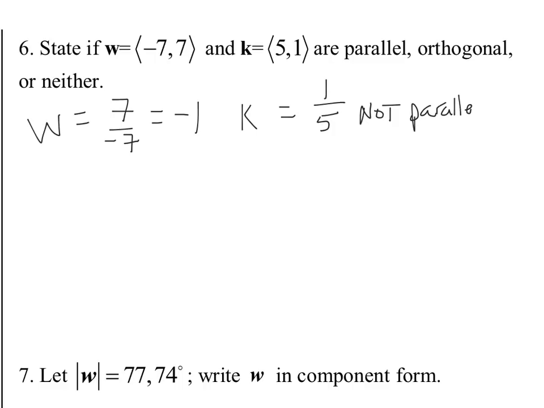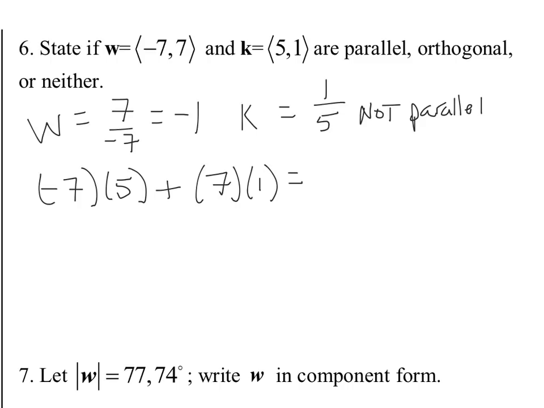And to check to see if something is orthogonal, we do a dot product. So we're going to do a dot product of w and k. So negative 7 times 5 plus 7 times 1. Here we get negative 35 plus 7, and negative 35 plus 7 is going to give us negative 28. And that is not orthogonal, because in order for it to be orthogonal, it needs to be a dot product of 0. And this is not a dot product of 0.